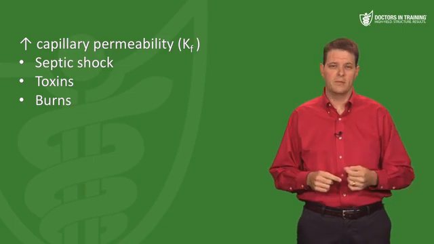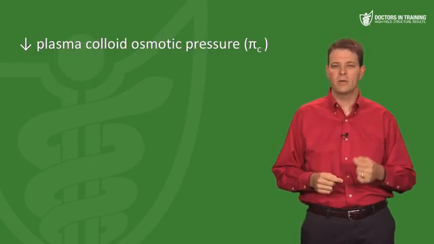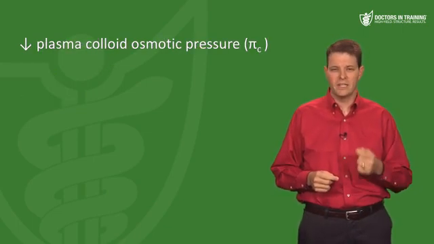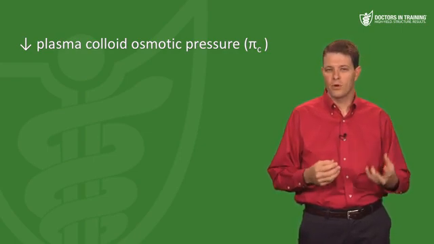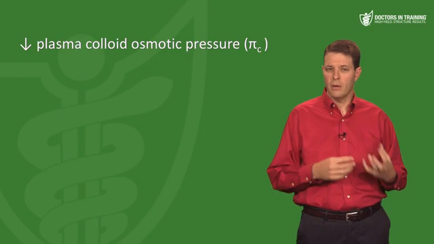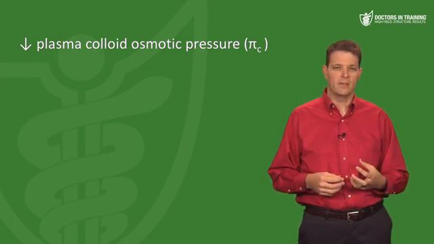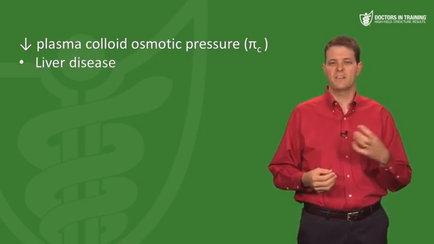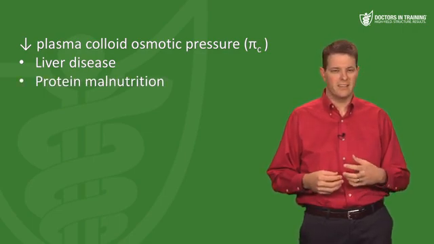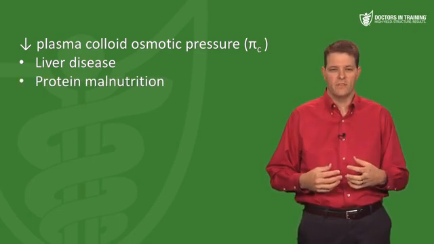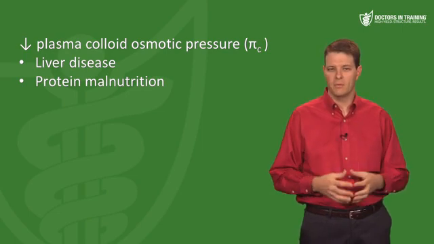Now, a third mechanism of edema is decreased plasma colloid osmotic pressure, or decreased pi-C. We talked about how decreased plasma proteins like albumin could lower pi-C. For example, patients with liver disease may not be able to synthesize albumin. Or if a patient has protein malnutrition, where he's just not eating enough protein in order to have sufficient amino acid building blocks to make albumin.